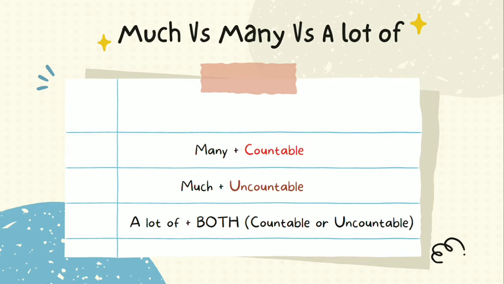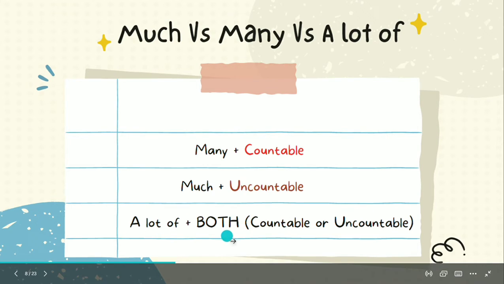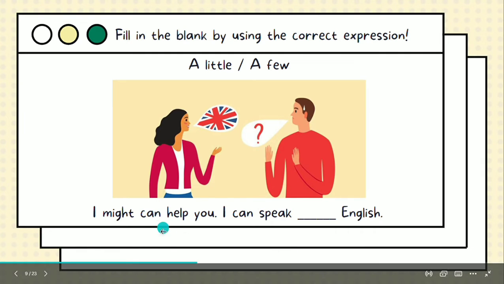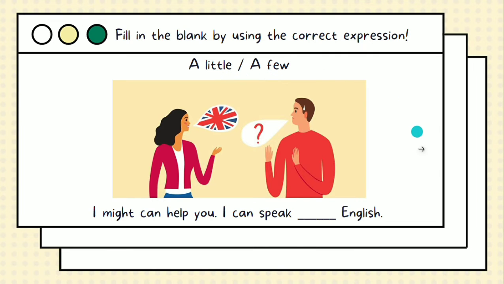Please keep in mind this formula. We use many for countable nouns, while we use much for uncountable nouns. If you're still contemplating which one is right, you may use a lot of for both countable nouns and uncountable nouns. Let's see the other types of quantifier. Here, you may choose a little or a few.